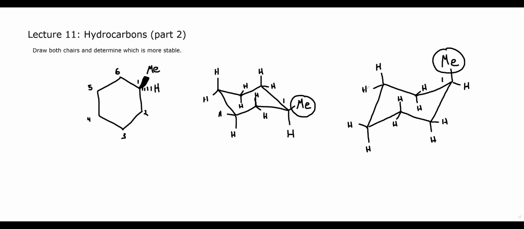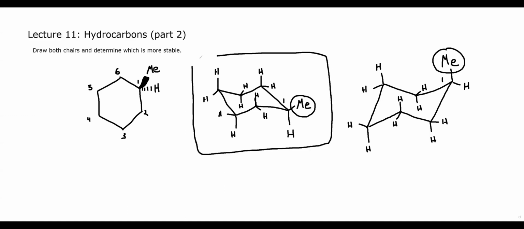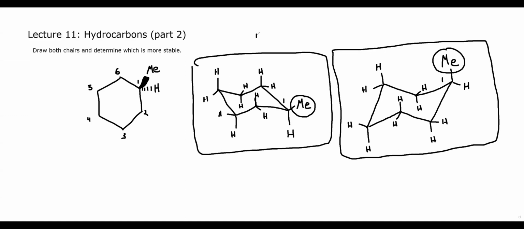So there we have our 2 rings. Okay. Now, which ring is more stable? We have 1 and we have 2. Which one is more stable? Well, remember, large groups want to be in the equatorial position. So with that in mind, this methyl group is going to prefer the equatorial position. So it's going to be more stable here in number 1 on the left.